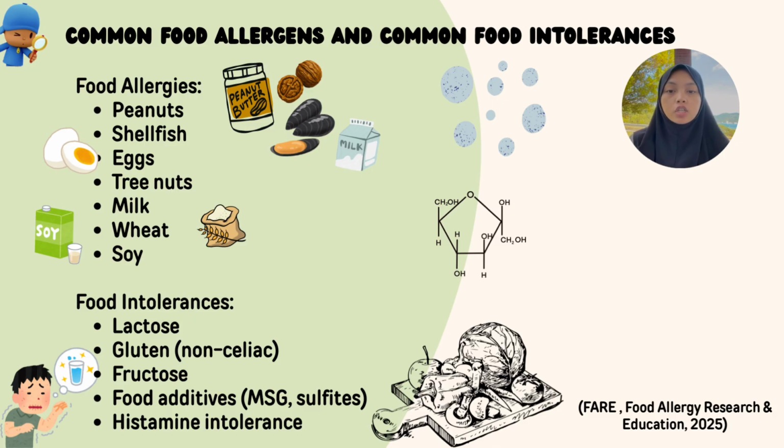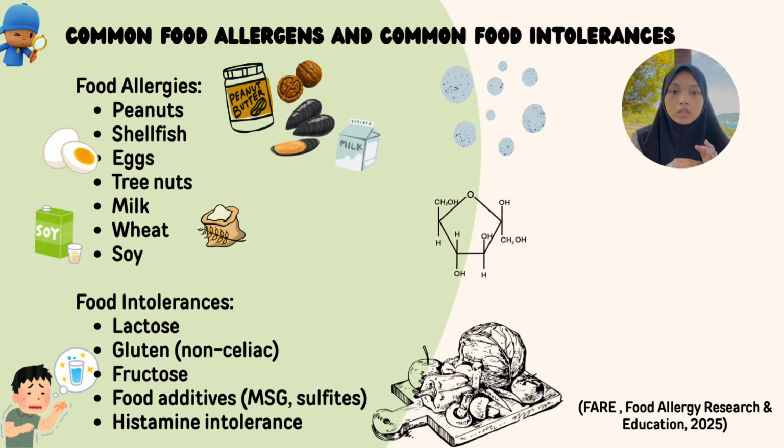Okay, now I will continue with the common food allergens and food intolerance. First, for food allergies, some of the most common allergens include peanut, shellfish, eggs, tree nuts, milk, bread, and salt. These foods can trigger an immune reaction and even a very small amount can cause symptoms.